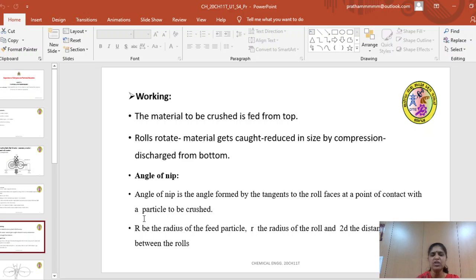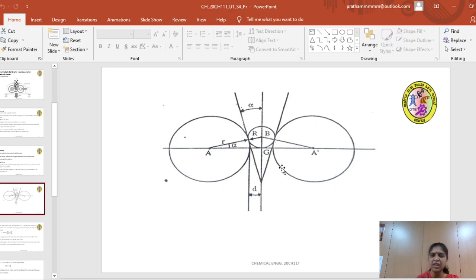So in this you have to learn about the term angle of nip. So what is the angle of nip? Angle of nip is nothing but the angle formed by the tangents to the roll faces at a point of contact with the particle to be crushed. So just see the diagram here. These are the two rolls from a smooth roll crusher.